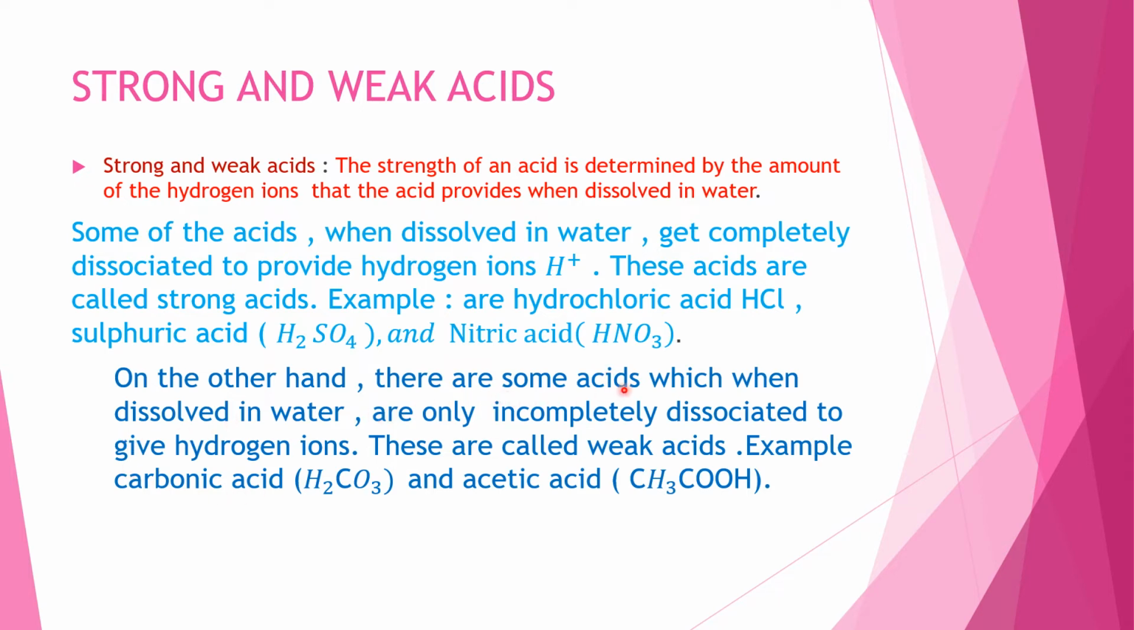On the other hand, there are some acids which, when dissolved in water, are only incompletely dissociated. This means they do not give all their hydrogen ions in dissociation. They do not completely break down; they just break down to some extent. Some examples are carbonic acid, H2CO3, where all the hydrogen ions would not be released, and the same in the case of acetic acid, CH3COOH.